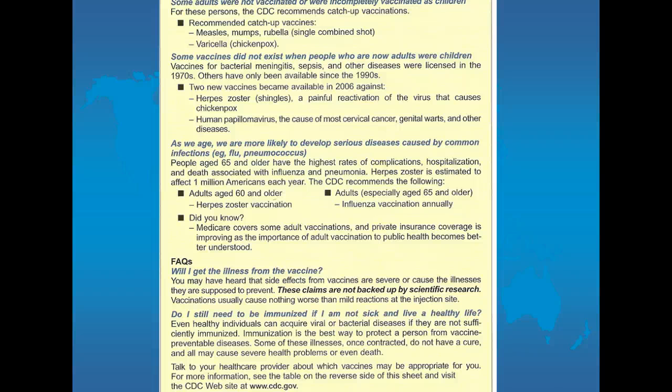As we age, we are more likely to develop serious diseases caused by common infections. So you've got your flu and your pneumococcal illnesses. People 65 and older have the highest rate of complications, hospitalizations, and deaths associated with influenza. Influenza is the biggie, but we'll get into that in a minute. Herpes zoster is estimated to affect 1 million people every year.